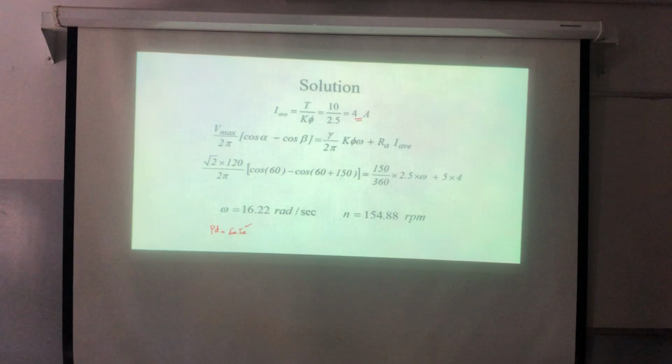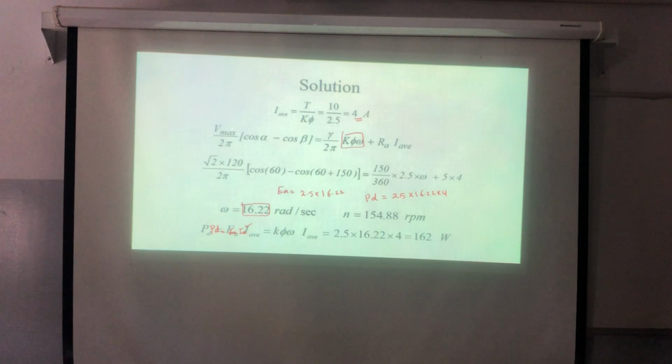EA, we can find it. Now the missing one was omega. So EA will equal, remember that K5 is given in volts second per rad, which is 2.5 multiplied by 1, 6.22. So simply the power developed will equal 2.5 multiplied by 1, 6.22 multiplied by 4, correct? So this is also a straightforward problem. Good. Until here, do you have any question?